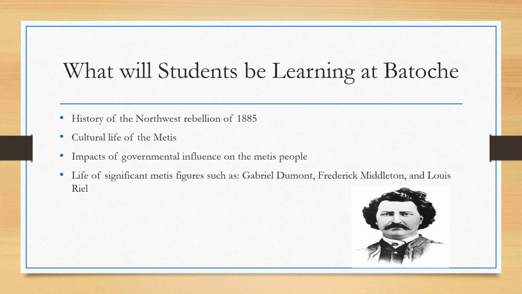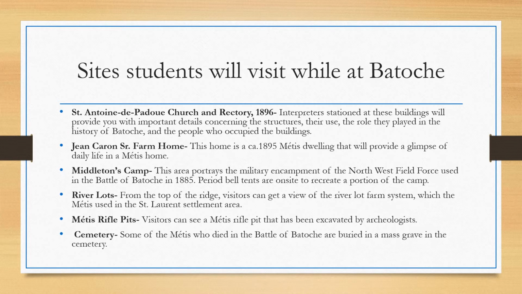So students will be learning the history of the Northwest Rebellion, the cultural life of the Métis, impacts of governmental influence on the Métis people, and significant figures such as Gabriel Dumont, Frederick Middleton, and Louis Riel. So a couple places that we'll be visiting at the Batoche site. We'll be visiting the church. We will be visiting a farm home, which will demonstrate what Métis life would have been like. We'll be looking at Middleton's camp, so we'll get a sneak peek at what the military would have been like back in 1885.